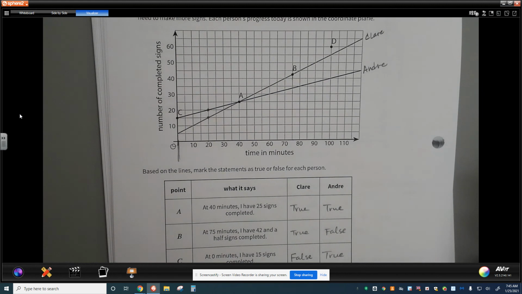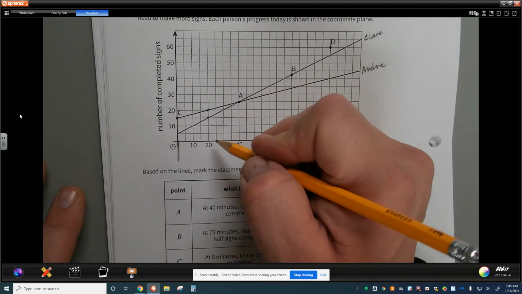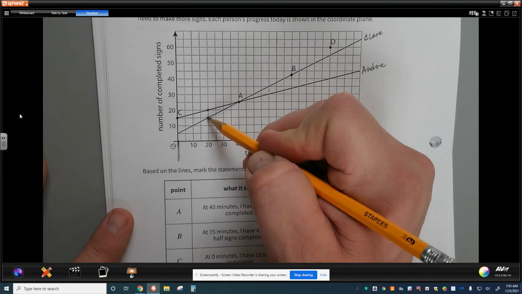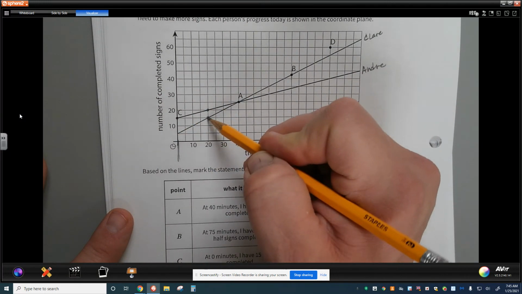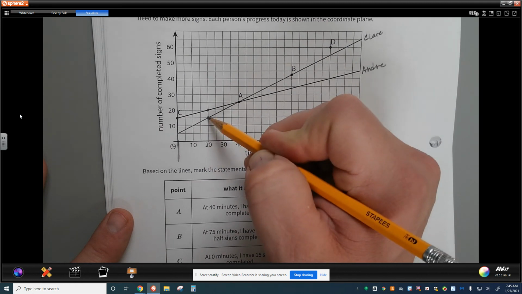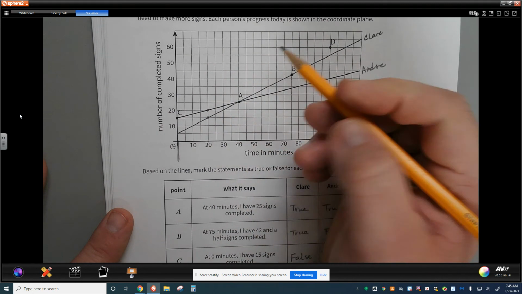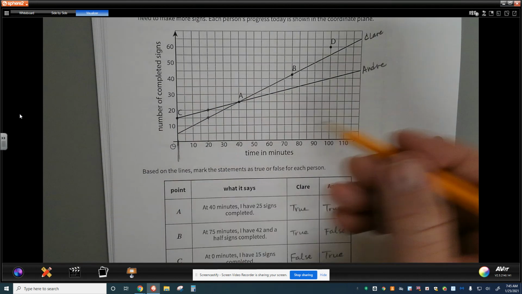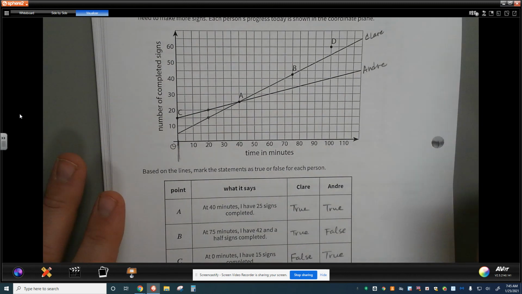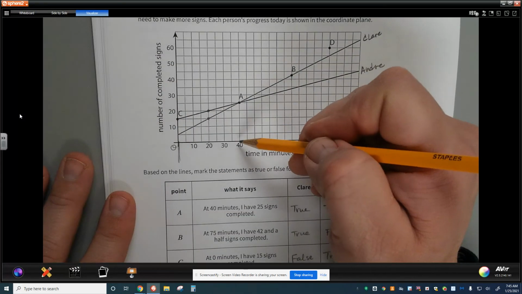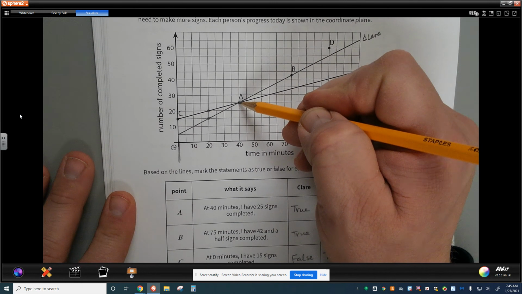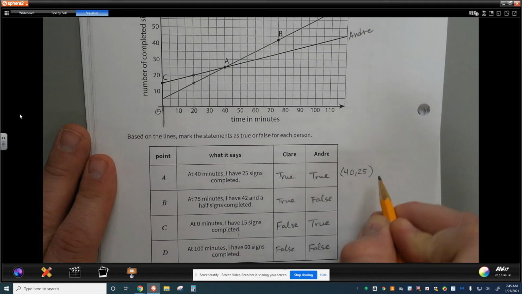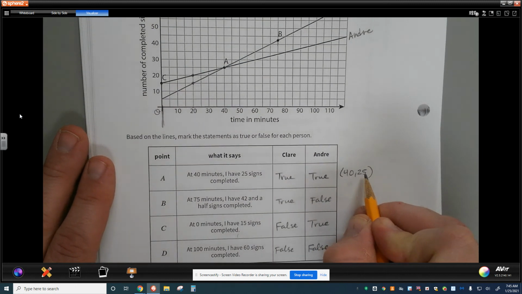What do we know about the point 20 and 15? Well, if we look at 20 and 15, Claire had made 15 signs after 20 minutes, or in 20 minutes, Claire made 15 signs. And what we know about Andre is in 20 minutes, he made 20 signs. This would be true anytime we go all the way through. And if we chose this one, 40 and 25, such as what we saw down here in the table, we could say at 40 minutes, both people had made 25 signs.